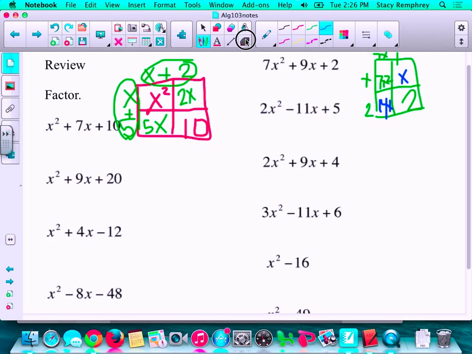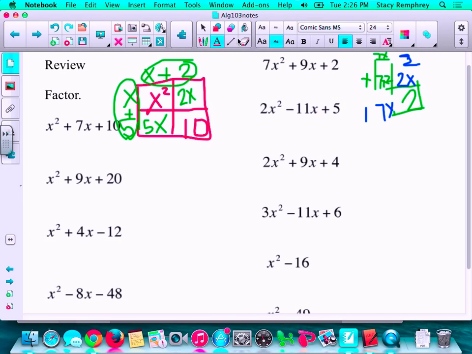No, that doesn't work. So we're just going to switch the numbers. So now I'm going to try, up here before was the 1. Now I'm going to try to put the 2 here and the 1 here. Okay. Now when I do 2 times x, I get 2x. 1 times 7x is 7x. So does that give me the 9x I need? Yes.